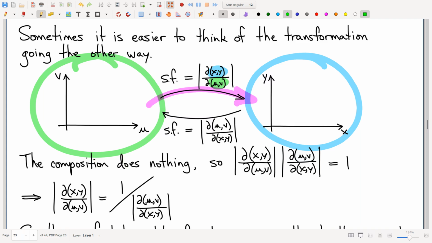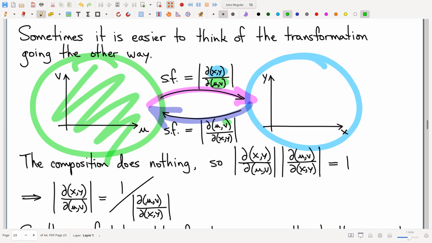And now with that established, let's entertain what would happen if I had a change of variables function going the other way. Forget about the purple. Let's think about this dark blue. What would be the stretching factor for that dark blue function? Well, it would be the partials of the outputs. Keep in mind, for this dark blue function, the outputs are u and v. Partials of the outputs with respect to the inputs, which are x and y.